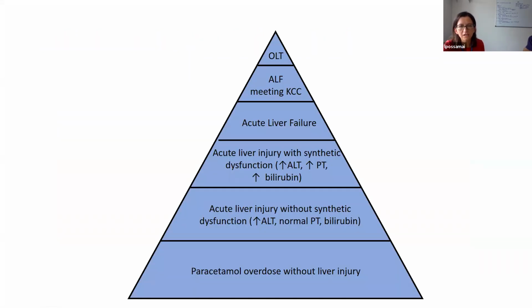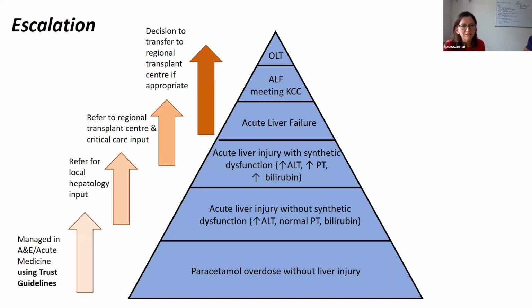Putting this together with our pyramid earlier, in terms of escalation, most of these patients are managed in A&E and acute medicine, and I'd encourage you to try to use the guidelines that we've just described. Those patients who are developing synthetic dysfunction, it would be great if you could refer them for local hepatology input. Then we'd like to be involved, and if there's evidence of developing encephalopathy or some of those criteria being met, we would be speaking to the Royal Free and getting their input, and also speaking to our critical care colleagues. Once acute liver failure is developing, we need to have a very rapid conversation and make a decision about whether transplant assessment and transfer to the regional transplant centre is appropriate.